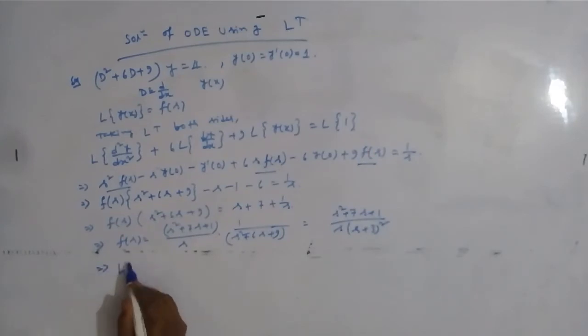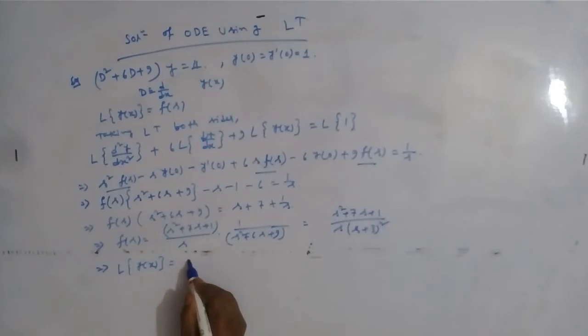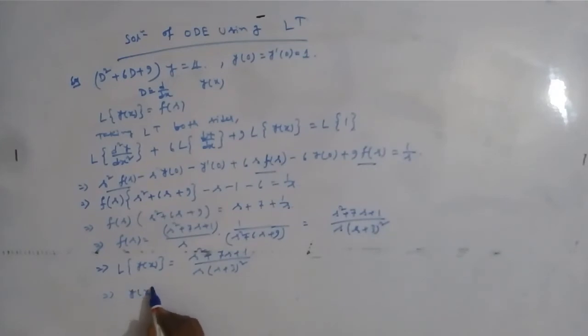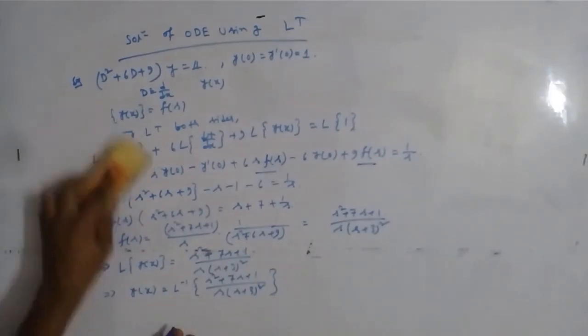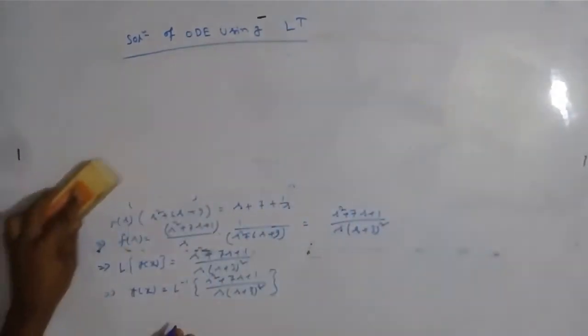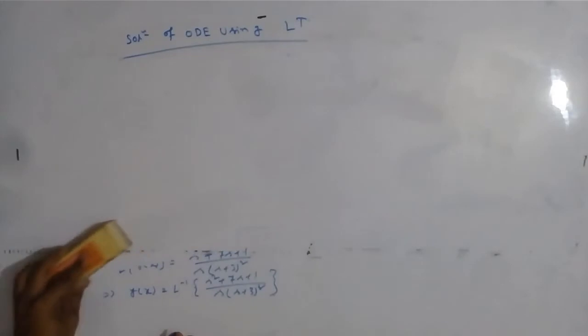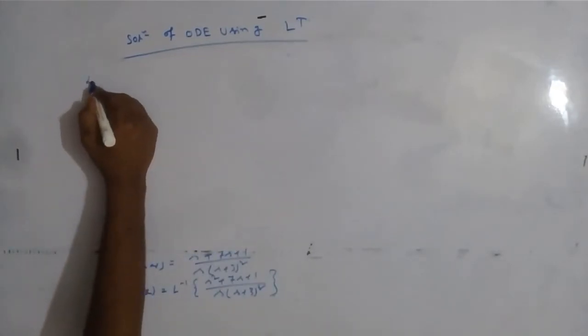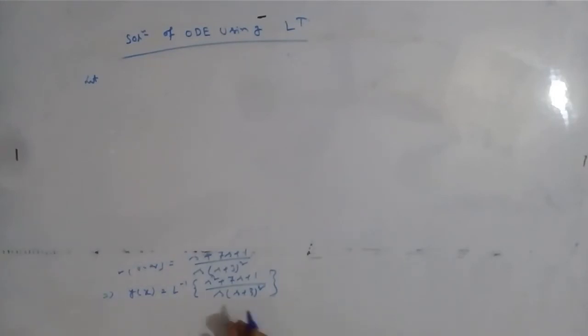Now F(s) means L of y(x), which is (s square plus 7s plus 1) by s into (s plus 3) whole square. Now we want y(x), the solution of the ODE. To get y(x), we take inverse Laplace transform on both sides. So y(x) will be L inverse of (s square plus 7s plus 1) by s into (s plus 3) whole square. To find the inverse Laplace transform of this function, we first apply the method of partial fraction. I have already discussed the method of partial fraction in my previous video.